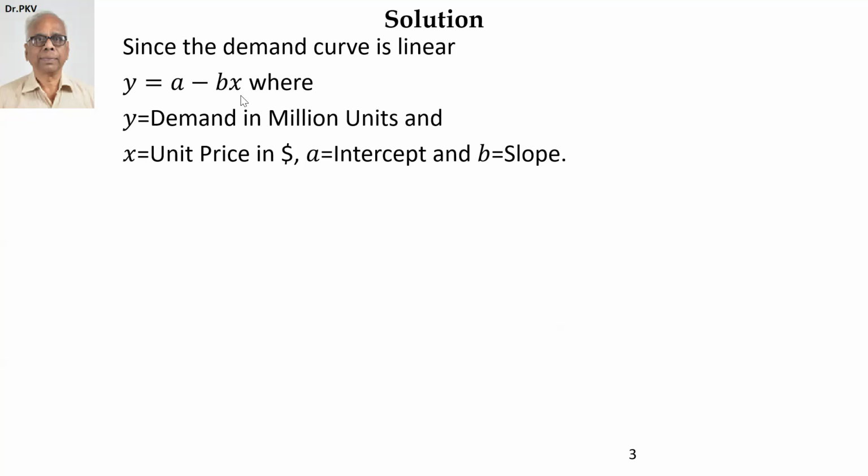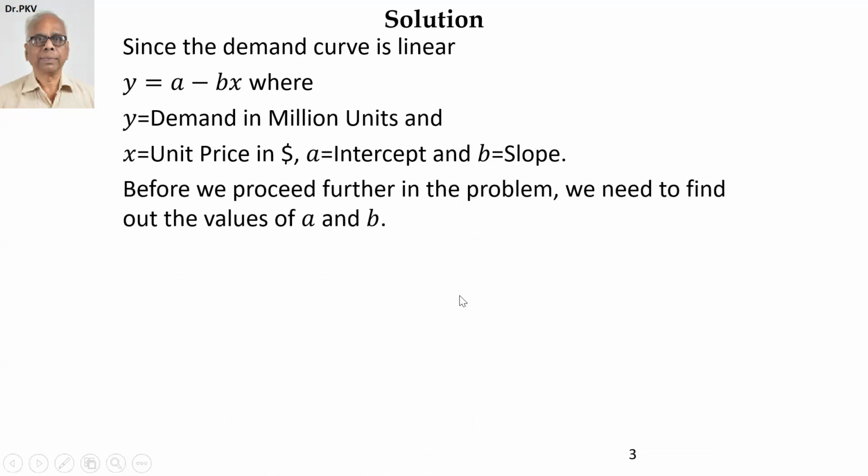There is a negative sign because all of us know for all normal commodities, demand is inversely related to the price. In other words, if the price increases, demand decreases. Therefore, there is a negative sign here. Now, how do we determine A and B? Then only we can get the solution. We need to find out the values of A and B. What data do we have?